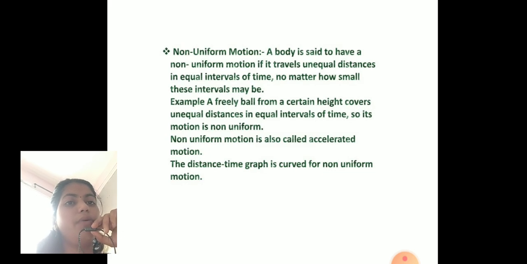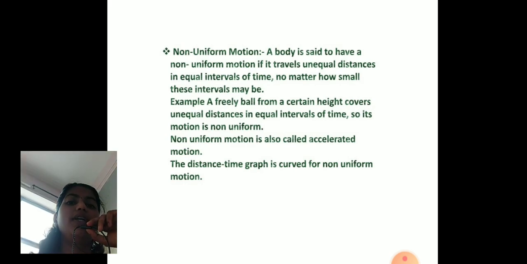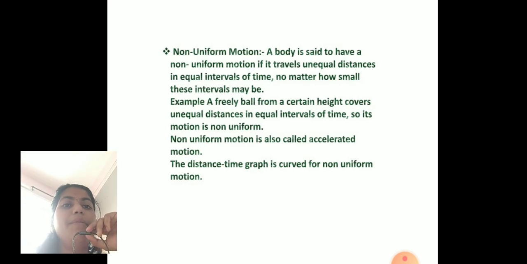What is meant by non-uniform motion? A body is said to have non-uniform motion if it travels unequal distance in equal intervals of time. It means that in the first type, the distance covered and the time interval were both equal, and in non-uniform motion there is a change. The time interval is the same, but the distance is unequal.